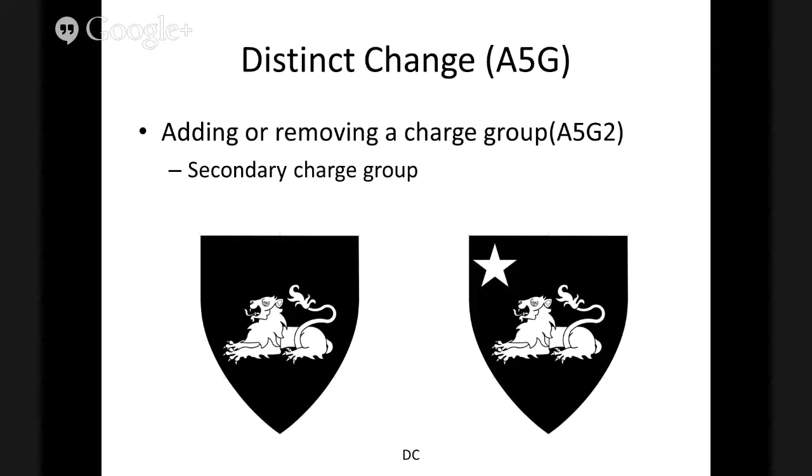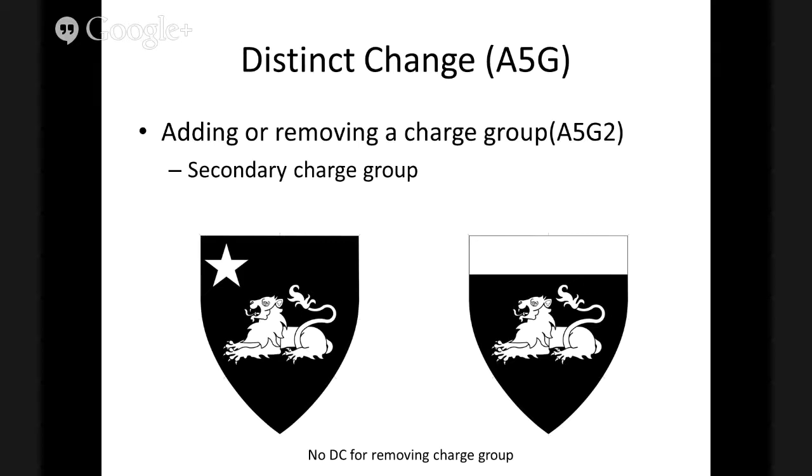So, what's the primary charge group? The lion. In both, right? Mm-hmm. What's the secondary charge group? The mullet. Good. We added a secondary charge group, so we've got a DC. How about here? What's the primary charge group? Still the lion. What's the secondary charge group? The chief. The chief, yeah. And don't forget, a chief is a peripheral ordinary. It has to be a secondary charge group. Can't be anything else.